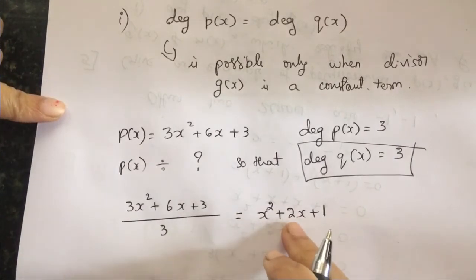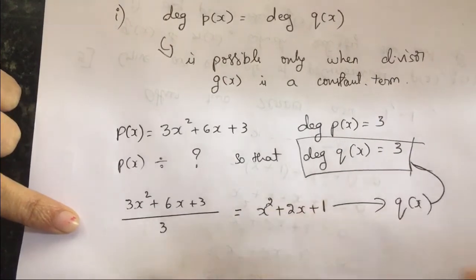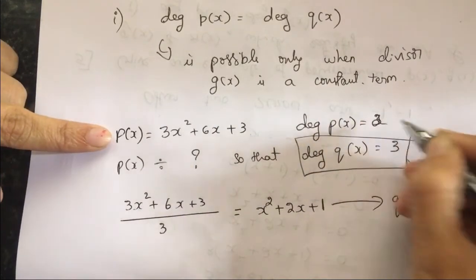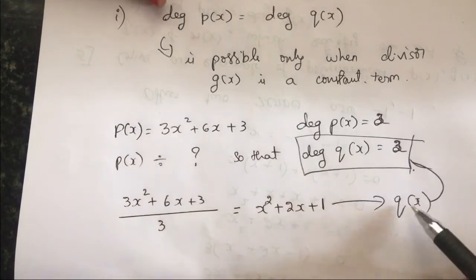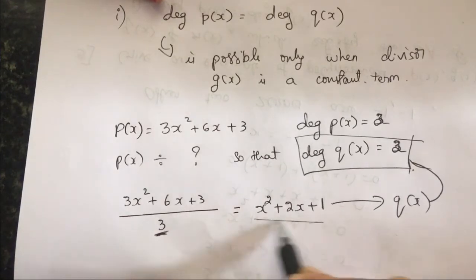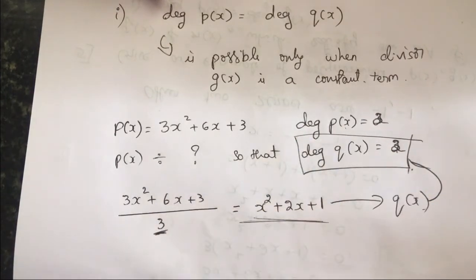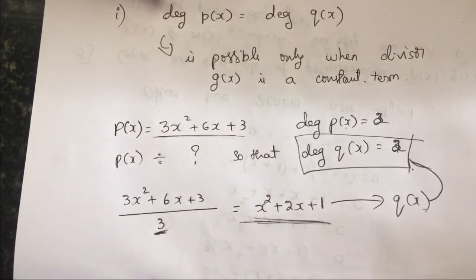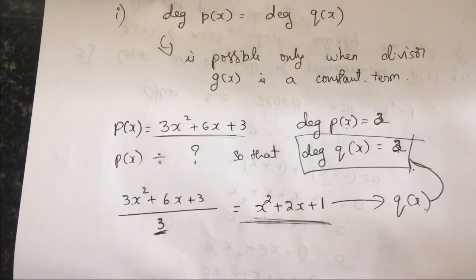This is my q of x, right? And I'm so sorry, I have written the degree of p of x as 3. Here it must be 2. It's a quadratic polynomial. Now you observe, on dividing this p of x by a constant, I'm getting a polynomial of degree 2, which is the same as the degree of p of x. So this is the example: p of x, this is q of x, the constant g of x is 3 and r of x is 0.